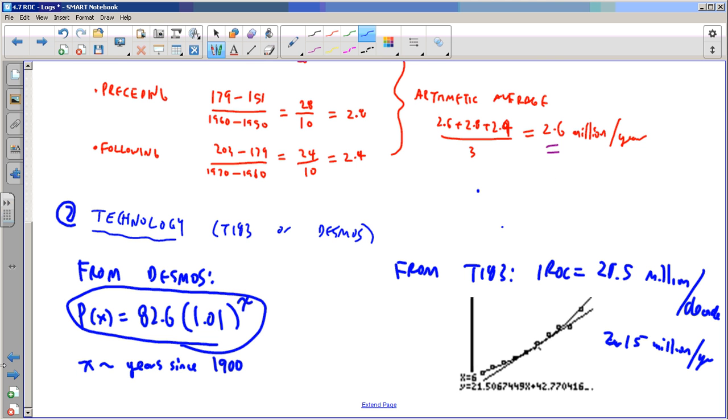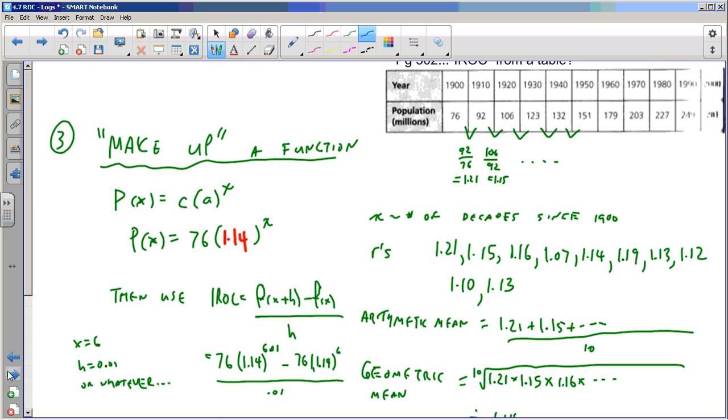But a third way. You want a third way? Why not? And maybe this is what your instinct would be. We know we're pretty good at writing exponential functions. The initial value was 76. If I could find an a value, and I'll explain where I got my a value in a second, then I got my function, I could just proceed this way.